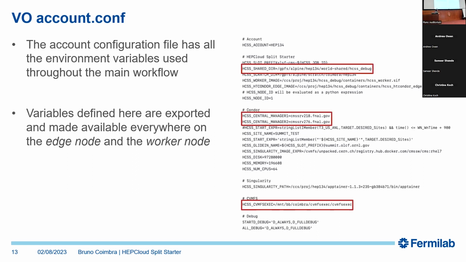So these are the variables that we'd like to highlight here. So the first one is a variable that we define the shared directory. So this is a shared batch system, the shared storage that we'll be using to transfer the files between worker node and edge node. You can define here which control pool you'll be willing to join. And you can specify CVMFS exec here, for example, to have a CVMFS deployment, even if you don't have CVMFS installed.